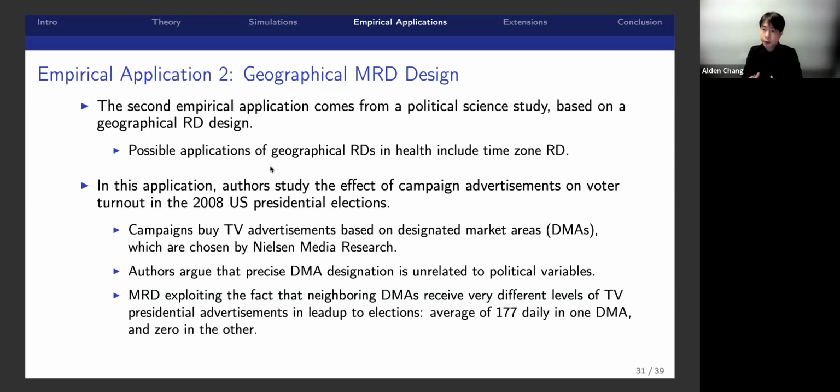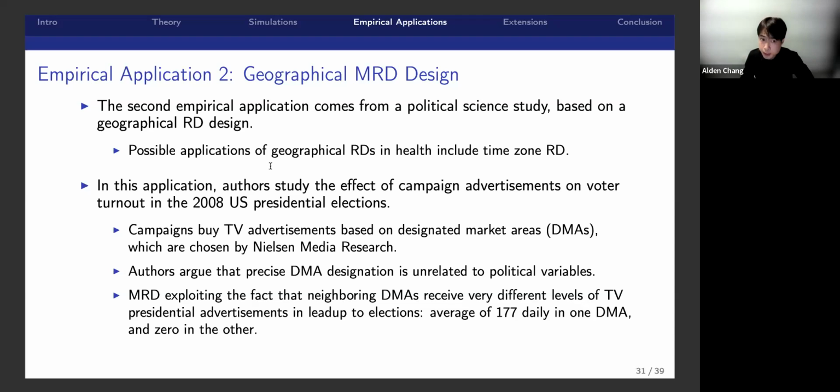Now, in the second empirical example, I'll cover a geographical MRD design. This particular example comes from a political science study, but we can imagine other potential applications of geographical RD designs for health research, including a paper that used a time zone RD to look at the effects on health. In this particular application, the authors were interested in studying the effects of campaign advertisements on voter turnout in the 2008 US presidential elections.